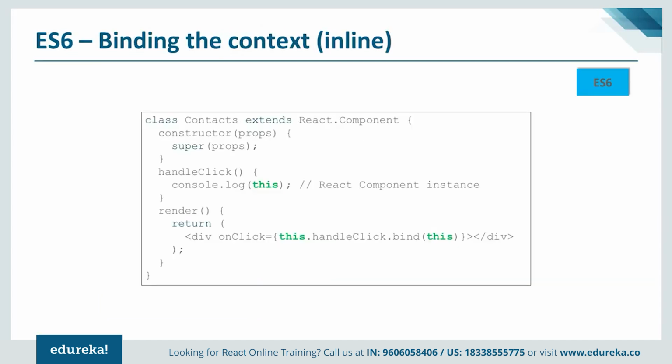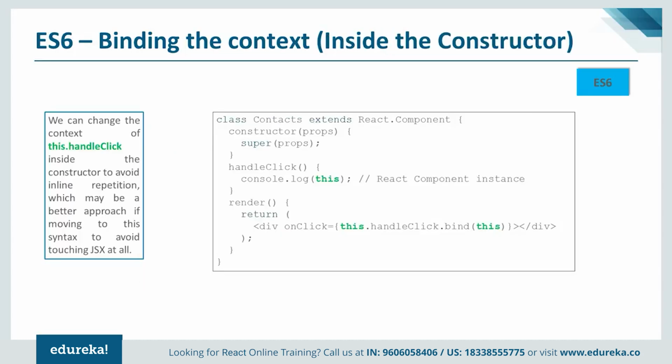So binding the context in ES6. As you can see over here, I'm creating a class extending React.Component, having a constructor which is taking props. And there is a function called handleClick. So what I'm doing is I'm using a bind function over here, this.handleClick.bind(this). This is one of the ways of binding the context in ES6. This is the second way. Now binding the context inside the constructor.